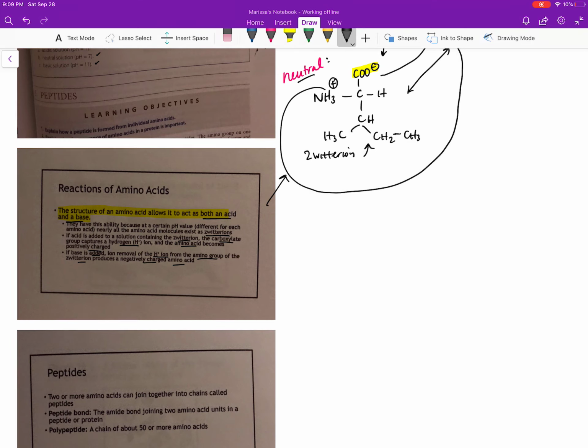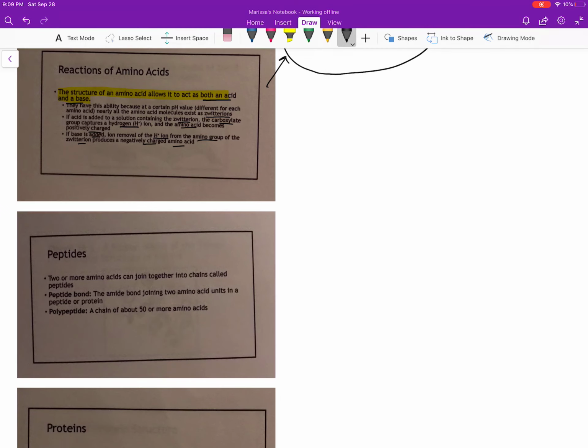All right, so let's start building. Okay, the first thing we're going to build is what's called peptides. So peptides are going to be 2 or more amino acids joined together into chains. We join the amino acids together with what's called a peptide bond, so it's a lot like the glycosidic bond. And this is where you have an amide bond joining 2 amino acid units in a peptide or protein. A polypeptide is many, so a chain of about 50 or so amino acids.